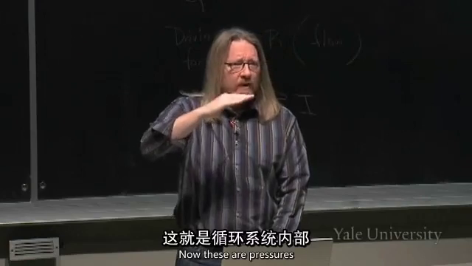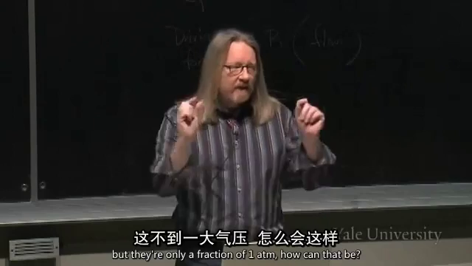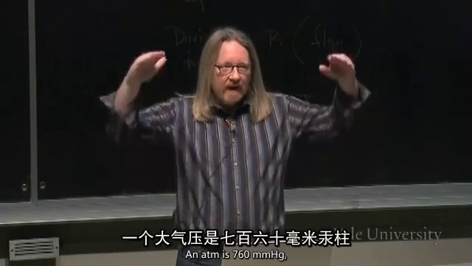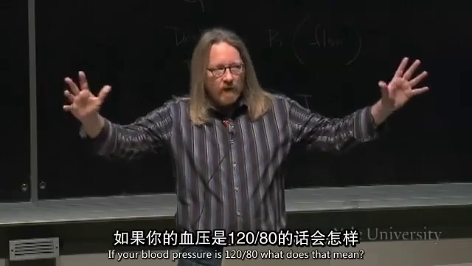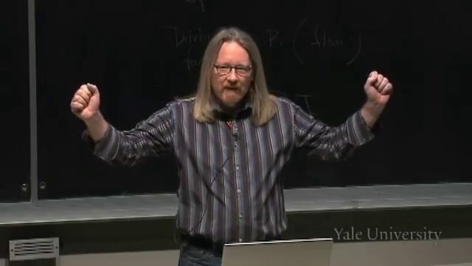Now, these are pressures that are inside our circulatory system, so they must be, but they're only a fraction of an atmosphere. How can that be? Right? An atmosphere is 760 millimeters of mercury. That's the pressure in this room. If your blood pressure is 120/80, what does that mean?